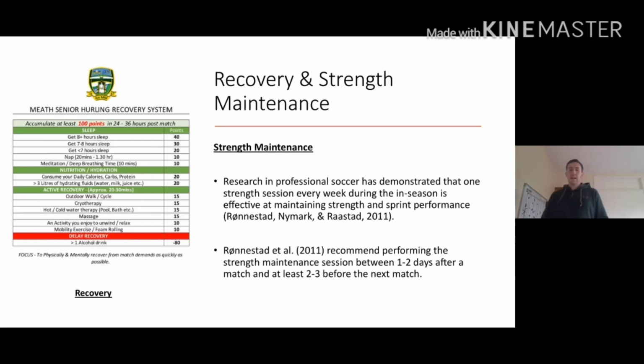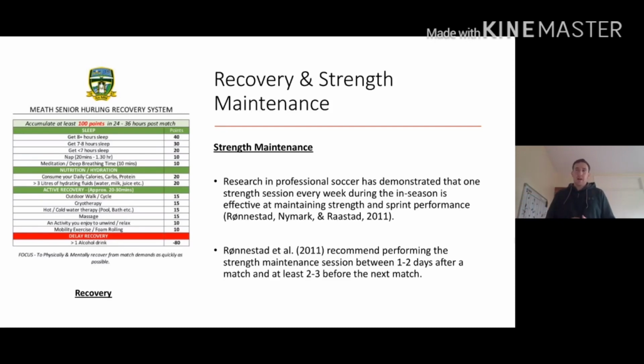The other thing is strength maintenance. Most teams are going to do some form of pre-season strength gaining training, or program, before the season starts, and you might work into some power then. But an issue that I'd see a lot of teams doing is stopping this as the season goes on.